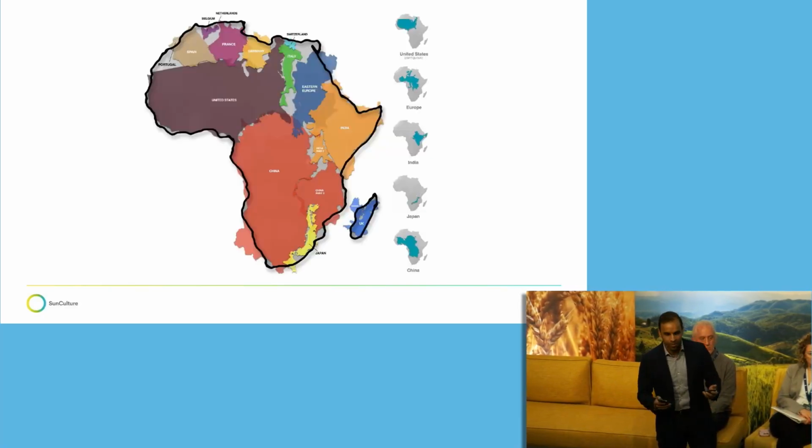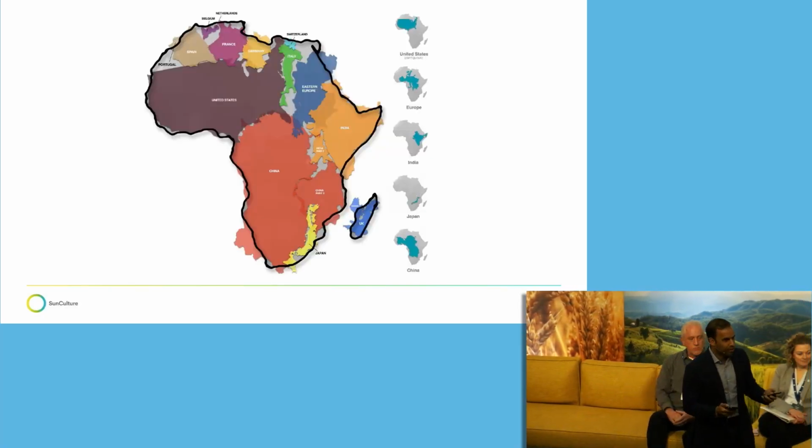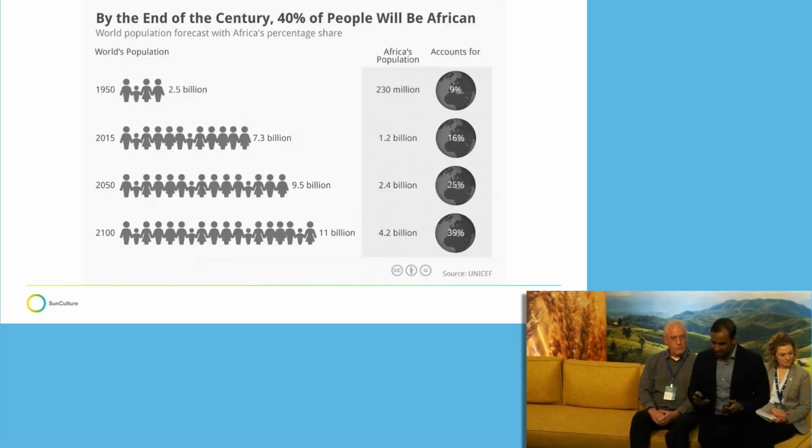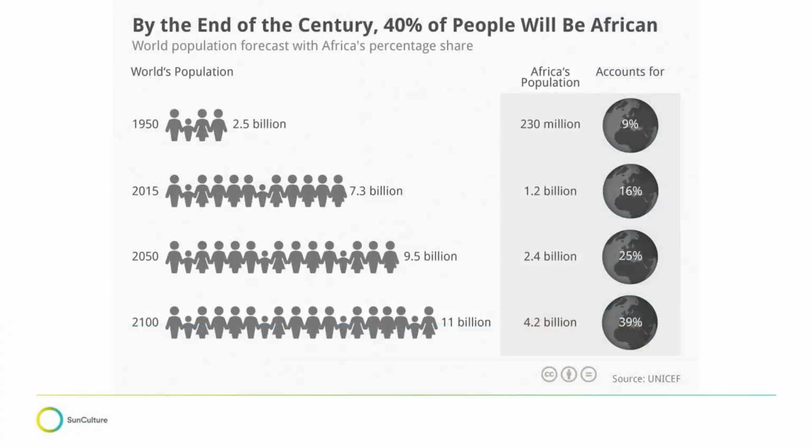But we've all seen this map before. It's absolutely not. Africa is the world's largest and fastest growing continent. By 2050, 1 in 4 people in the entire world will be African.